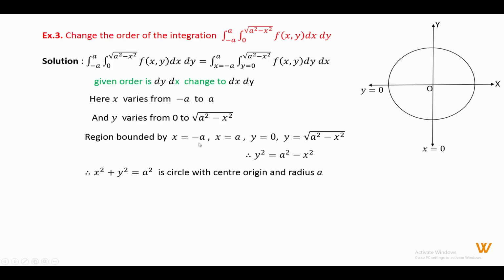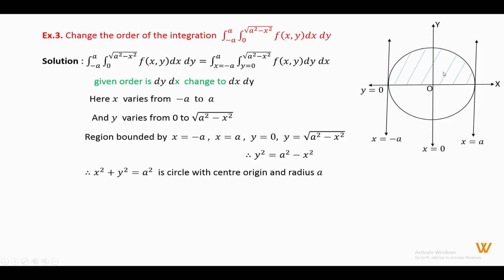Now draw the line x equal to minus a, passing through point (minus a, 0) and parallel to the y-axis. This line is x equal to minus a. Next line x equal to plus a. This line passes through point (a, 0) and is parallel to the y-axis. This line is x equal to plus a. Now the region bounded by x equal to minus a, this line x equal to plus a, this line y equal to 0, and the circle. In between these four lines, this region is the required region.